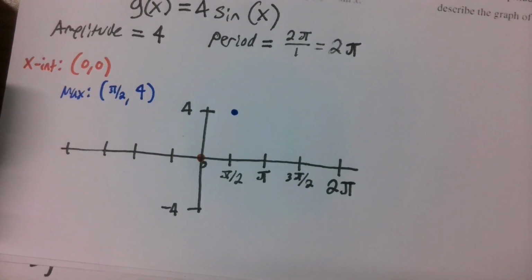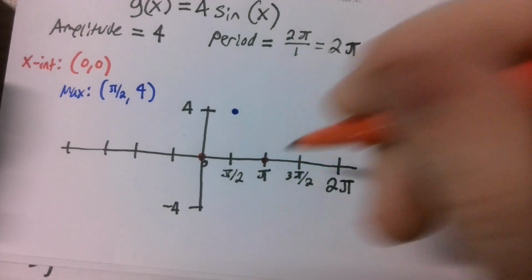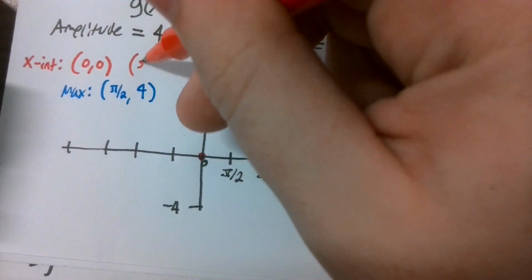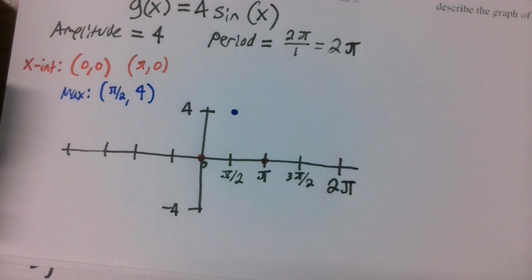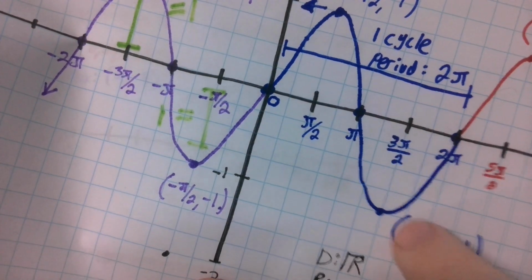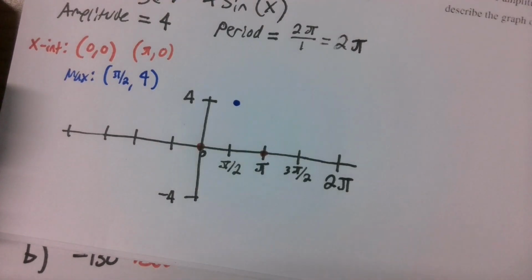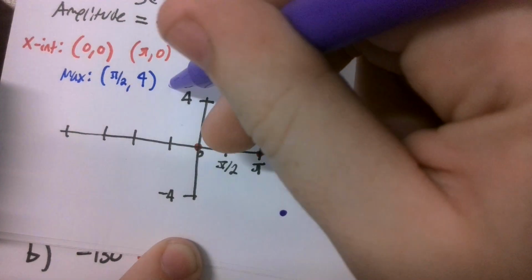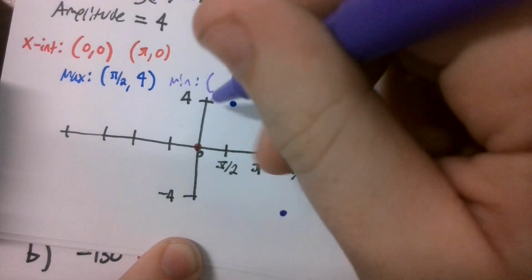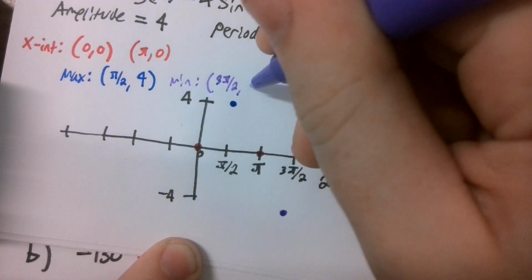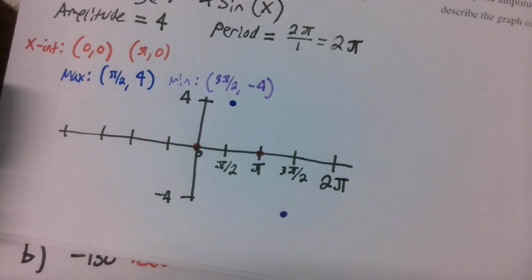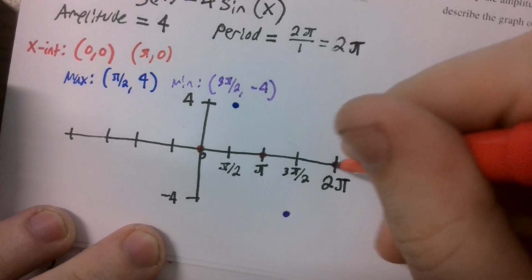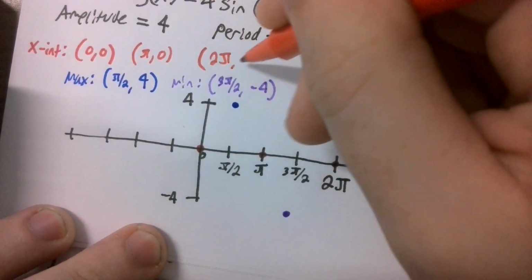After that, on our parent function, we went back down to 0, so we have another x-intercept. That's another key point, pi comma 0. After that, according to the parent function, we went middle up, middle down to the minimum. If our amplitude is 4, that means our minimum is 4 below the middle. So it should be at negative 4. So we have a min. The minimum is 3 pi over 2, comma, negative 4. And then since we go right back to 0, we have another x-intercept, 2 pi, comma, 0.